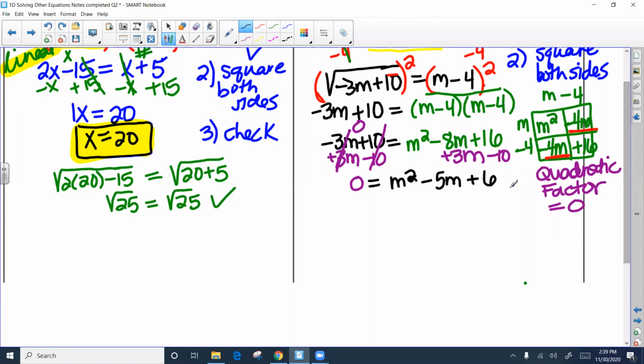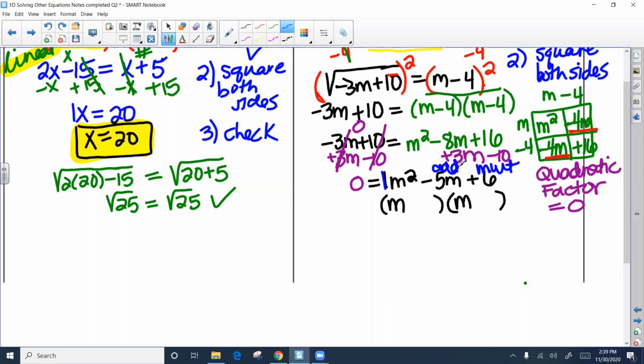Okay. Then I can solve this quadratic equation by factoring. I can factor this trinomial. Since the leading coefficient is 1, I can factor this into 2 binomials. I can use the shortcut. I have m and m as my first terms. I'm looking for numbers that multiply to be positive 6 and add up to negative 5.